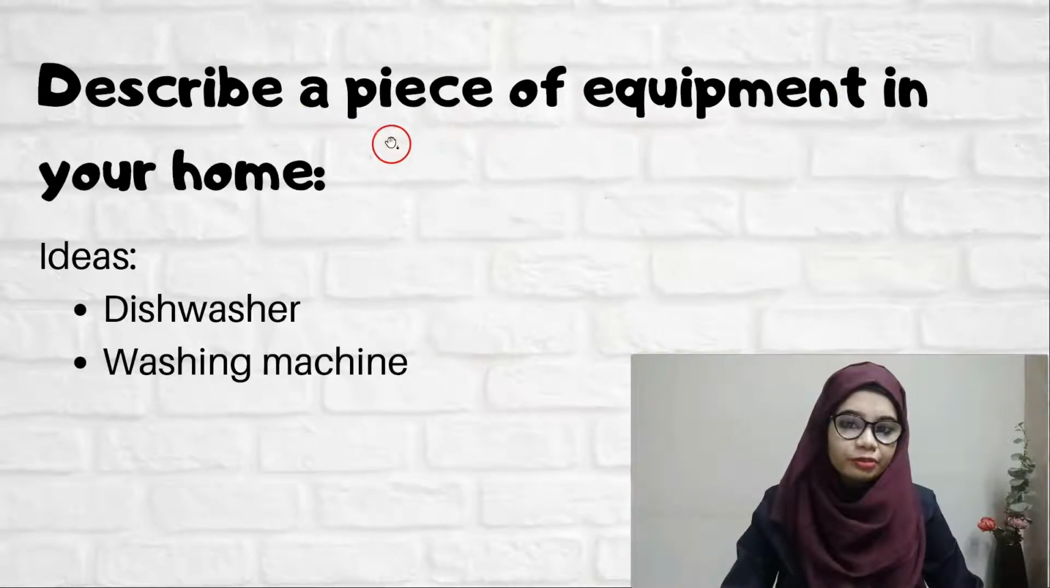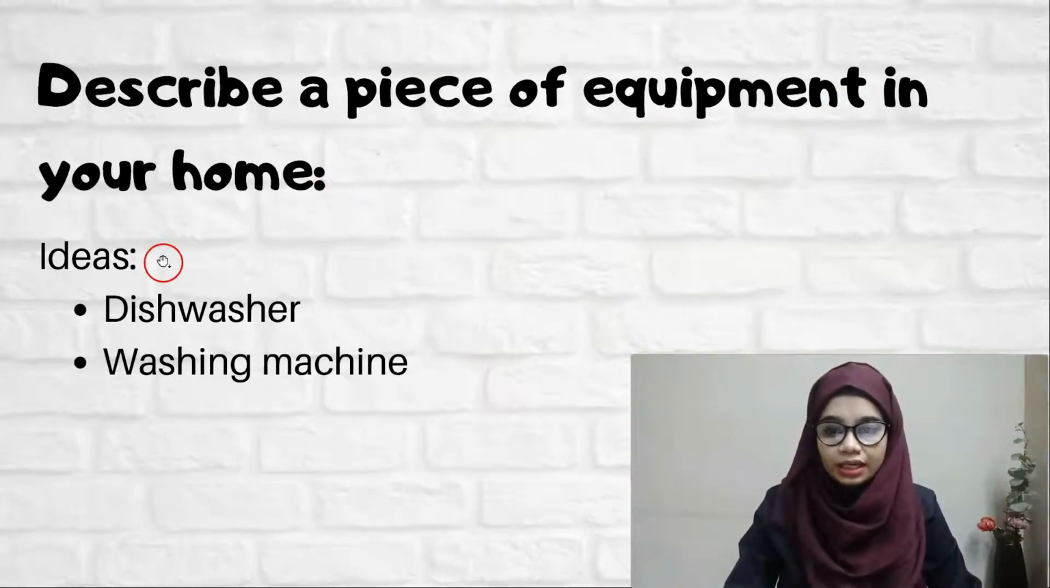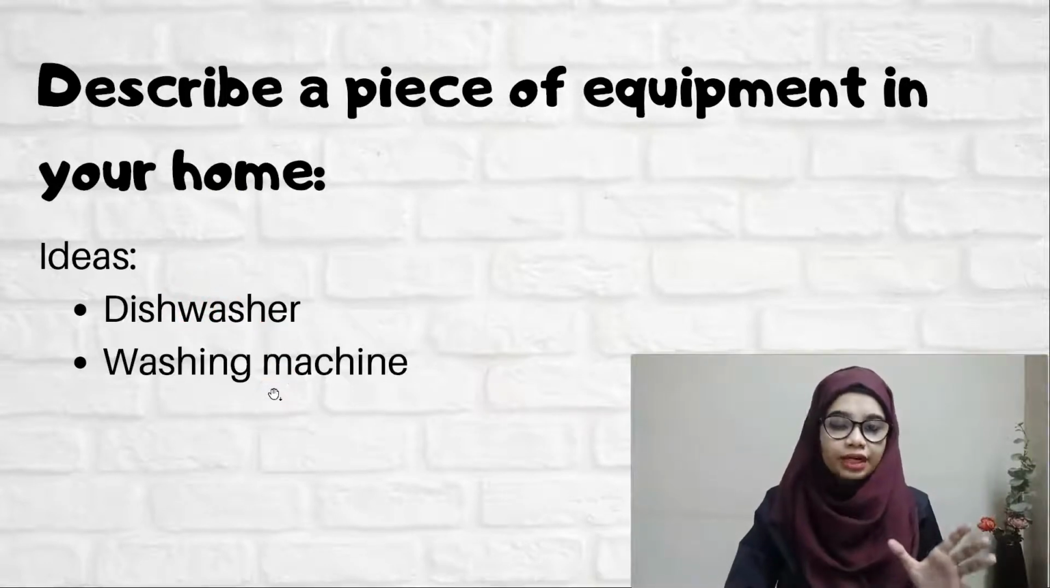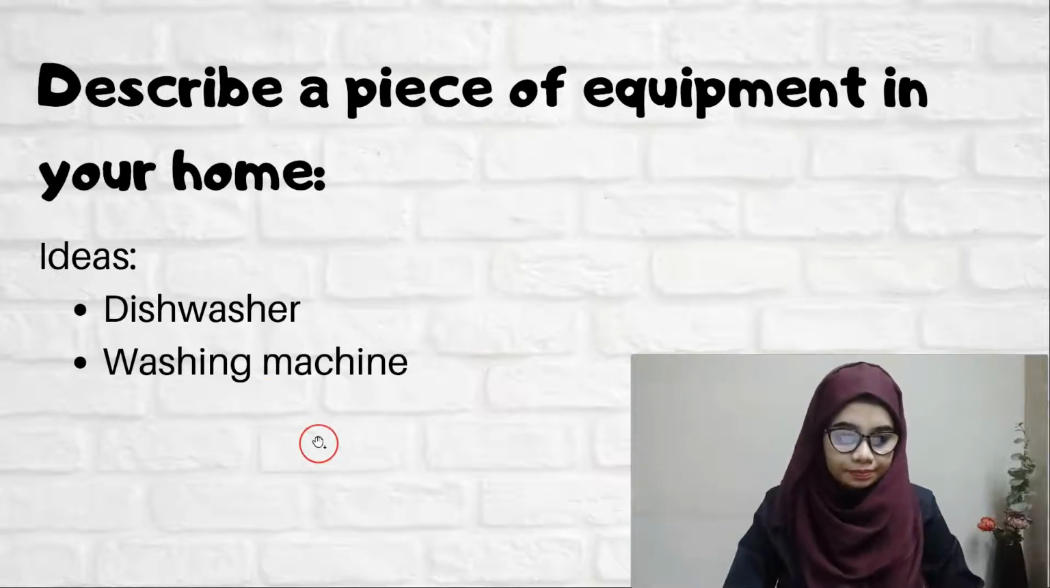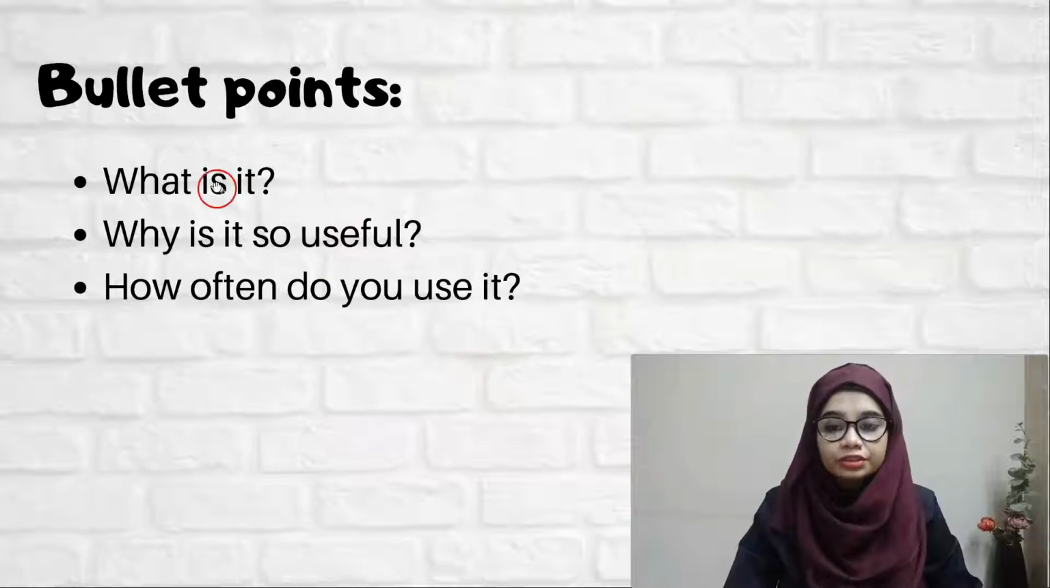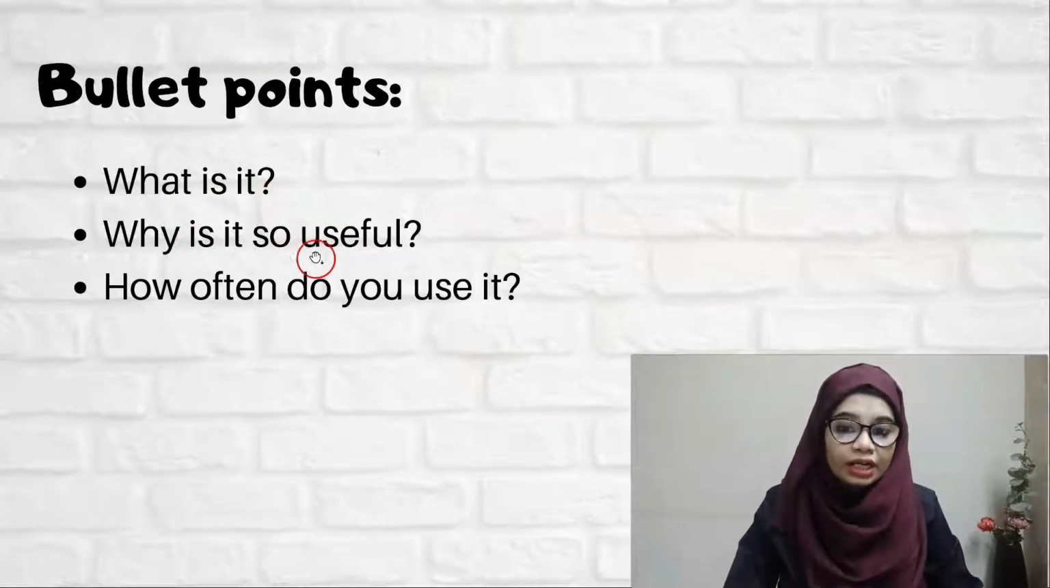Describe a piece of equipment in your home. The ideas that we will be following are dishwasher and washing machine. So you can choose either one and you can continue with your answer. The possible bullet points for this question could be: what is it? Why is it so useful, and how often do you use it?